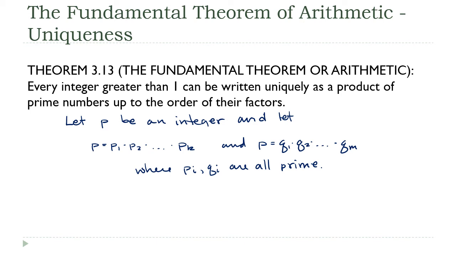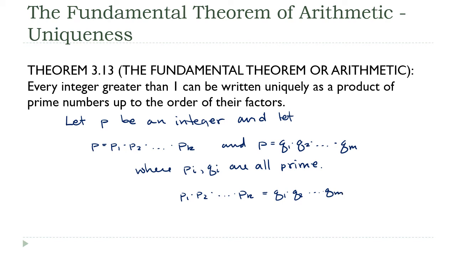Okay, so in other words, I've written P as the product of a bunch of prime numbers in two different ways, right? And what I need to show is that these two ways are the same, right? Let's start with this. Let's let P1 times P2 out to P sub k equal Q1 times Q2 out to Q sub m. And I know I can do this because they both equal P. It's just substitution.